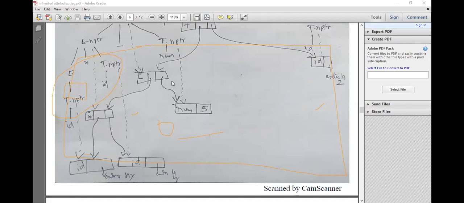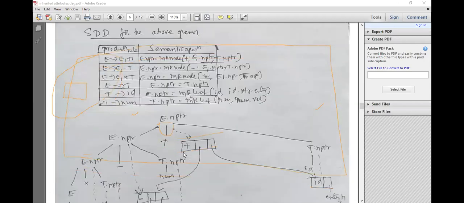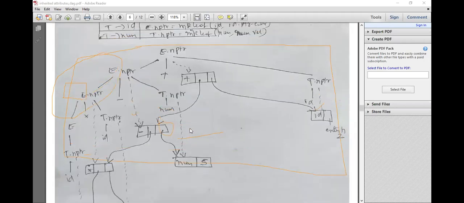Next is x star y minus 5. So it gets that num value already, T to num. Directly we can have the production T to id, T to num. So put the T to num and get the answer. So this is the easier way to write the syntax tree.